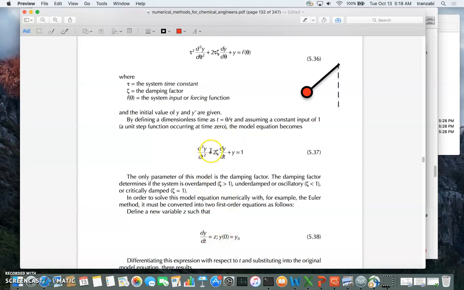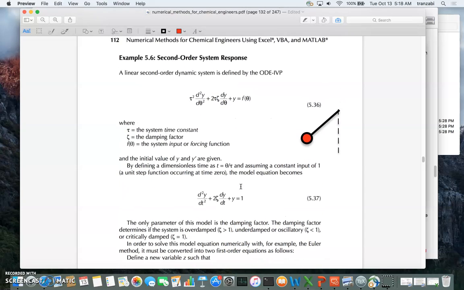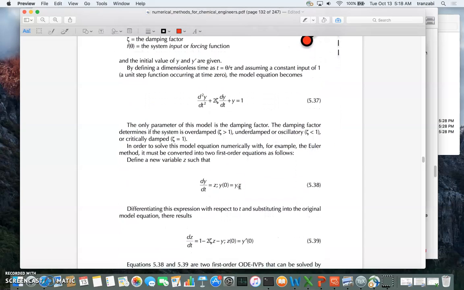Okay, so we're going to rename dy dt as before, like z, and then with the two initial conditions that we have, one is going to be y at point 0 is y naught, and then the second one would be y prime at point 0.